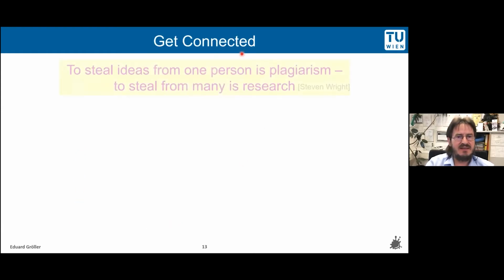I mean, why? To steal ideas from one person is plagiarism. To steal from many is research. So plagiarism, taking research results or text parts from other people, is strongly discouraged. It's academic misconduct, and you should be really careful for that. And there are algorithms and software and tools out there where you can check if you are plagiarizing other people. So you have to be really careful, and people became much more sensitive about this in recent years.